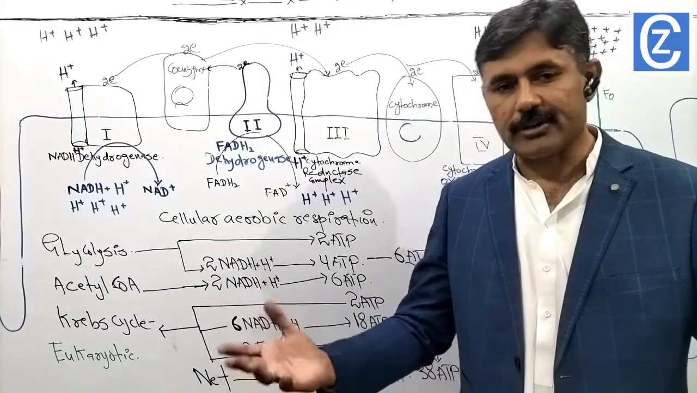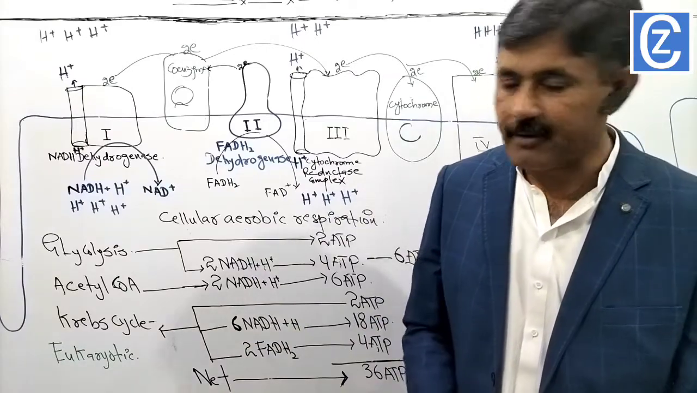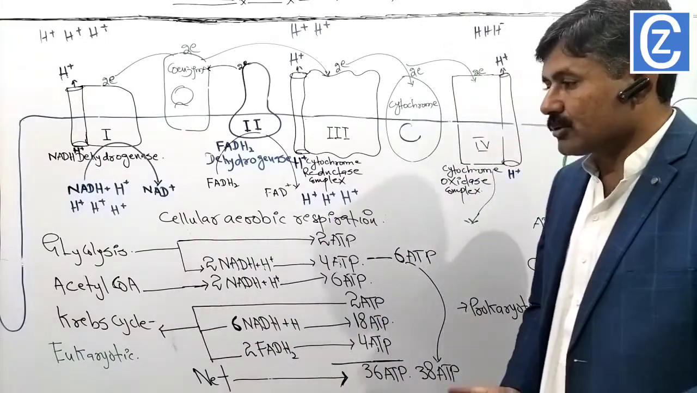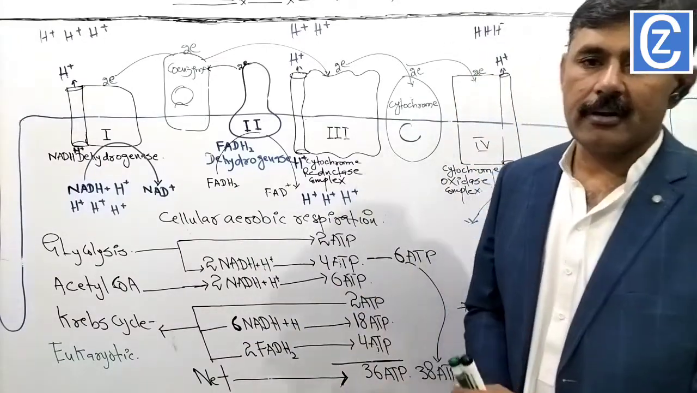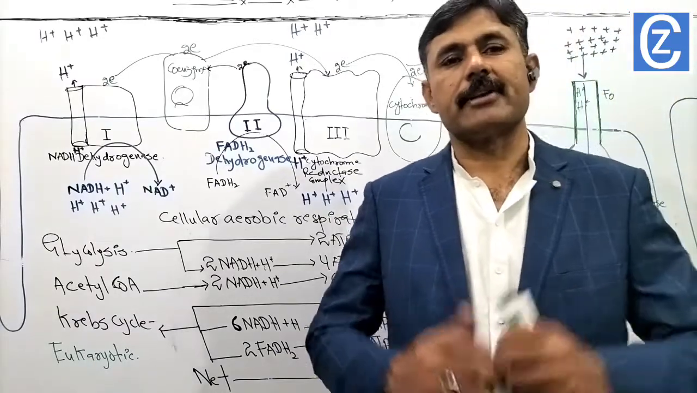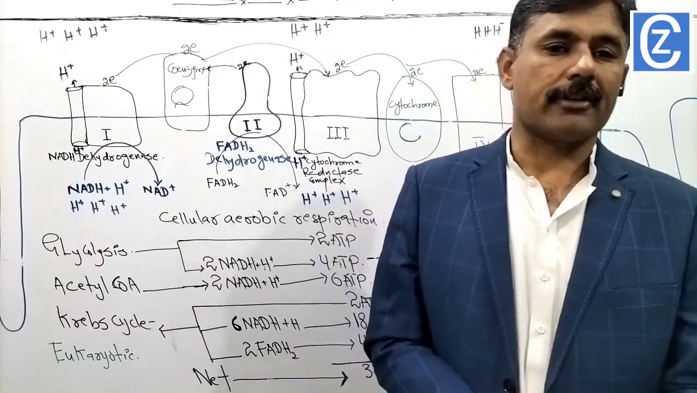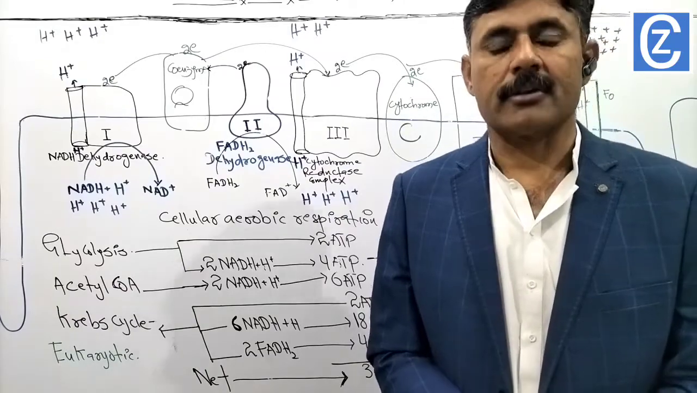This is a total count of ATP from 1 molecule of glucose, and now we are done with respiration, and we are almost done with the most important topics of bioenergetics.